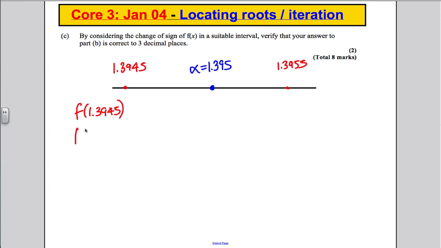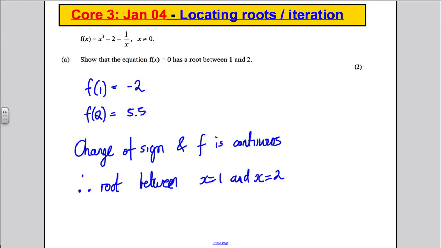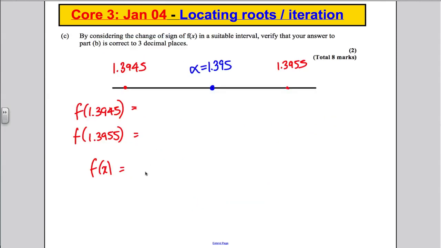We work out f of 1.3955. Hopefully there's a change of sign there, and since the function is continuous, then you would have a solution. So what was our original function? Remember what f of x was. Let's write it down. It was x cubed subtract 2 subtract 1 over x. Put in this for your x.